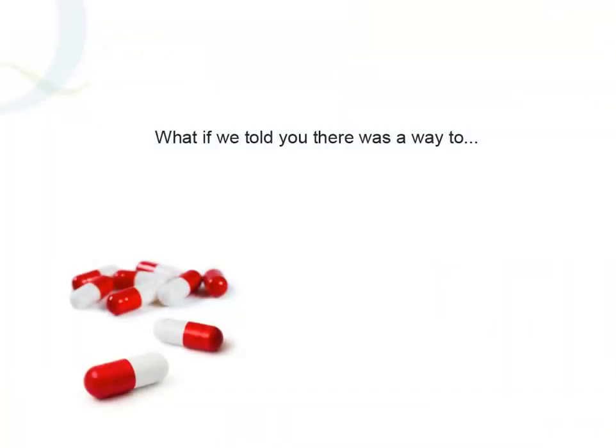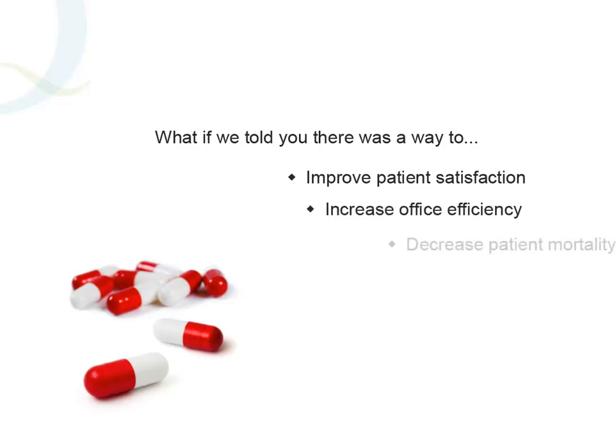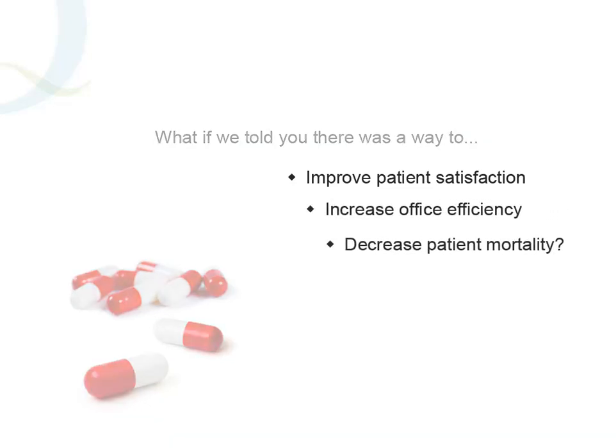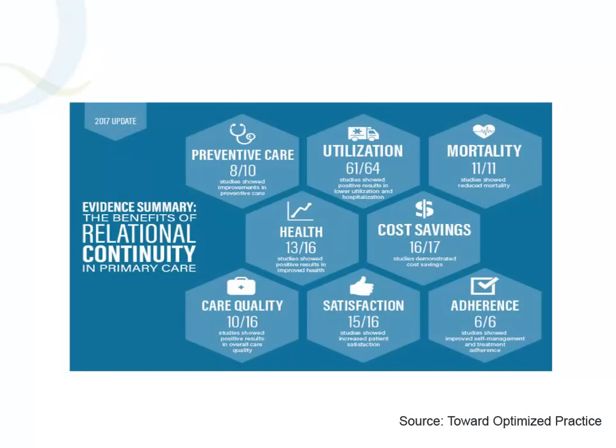What if we told you there was a way to improve patient satisfaction, increase office efficiency, and decrease patient mortality? If there is one thing you can do today, it would be to focus on optimizing continuity of care for your patients. Along with reductions in mortality, evidence shows that by prioritizing continuity, patients have better health outcomes overall, costs of care are lowered, while quality is increased, along with patient and provider satisfaction.